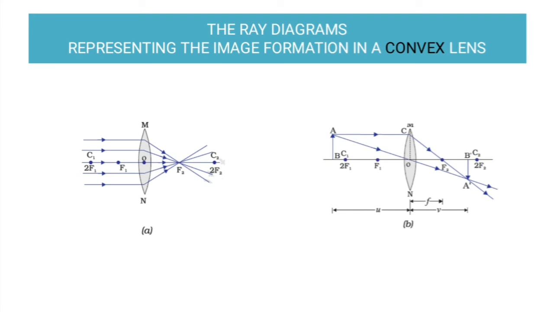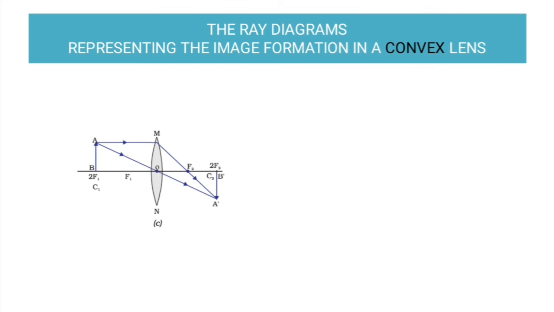Then case number B, where the object is beyond 2f1. Okay, now it has come from infinity to beyond 2f1. So here the image is formed between f2 and 2f2, and relatively it is smaller compared to the object size. The size of the image is diminished and it is real and inverted, as you can see from the diagram.